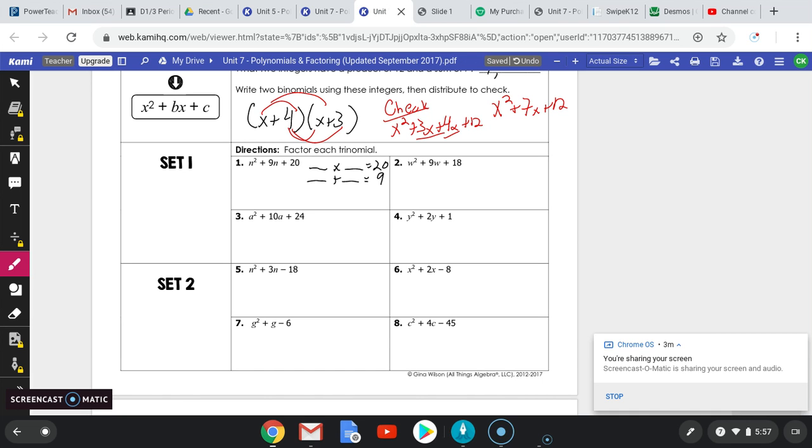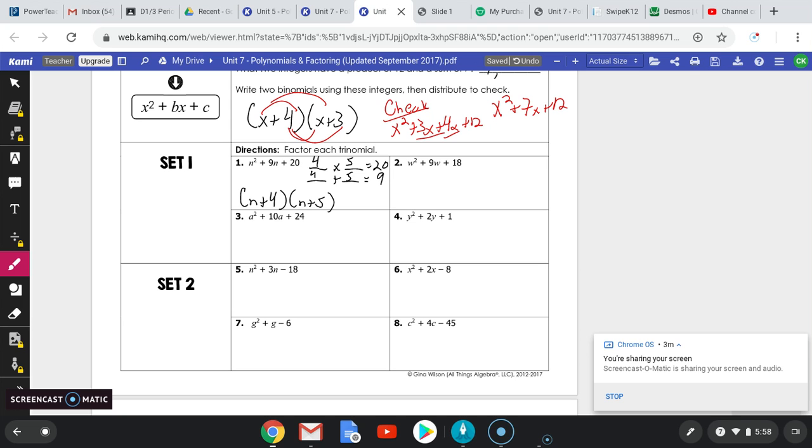All right, 1 and 20. That doesn't work. 2 and 10. Nope, can't add them to give me 9. 4 and 5. Can they add up to 9? Yeah, 4 and 5. So my final answer is n plus 4, n plus 5. And there you go.